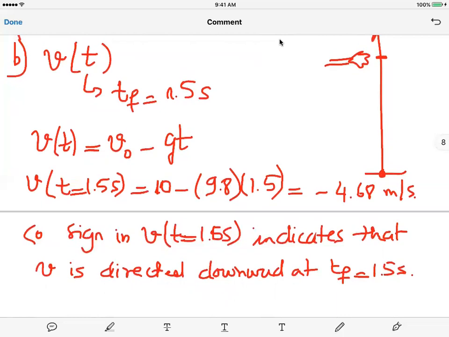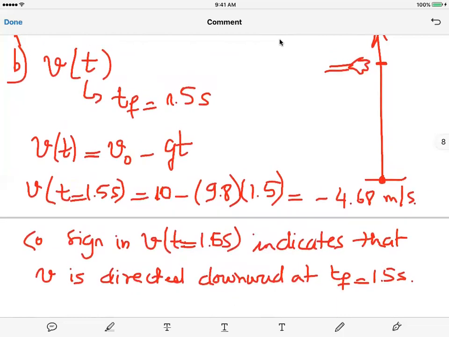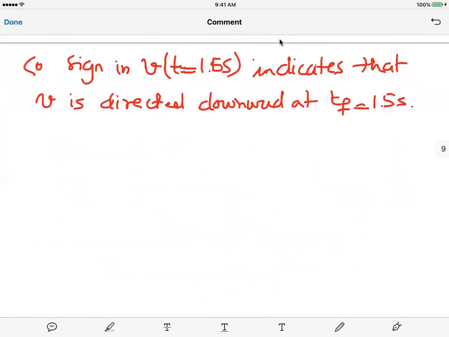Okay, that's all for this problem as well. So let's move on to the next problem.